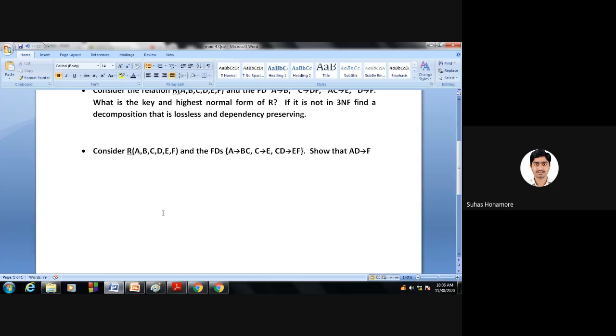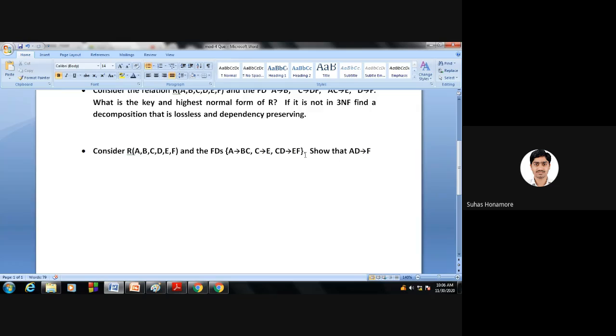Okay. Consider R with attributes A, B, C, D, E, F, and the FDs given: 1, 2, 3. Then he's asking you to show that AD to F we can derive it. You have to show the step-by-step procedure of how, with the attributes A and D together, we can derive F. Given these FDs, we have to check anywhere I can get this. So AD to F.